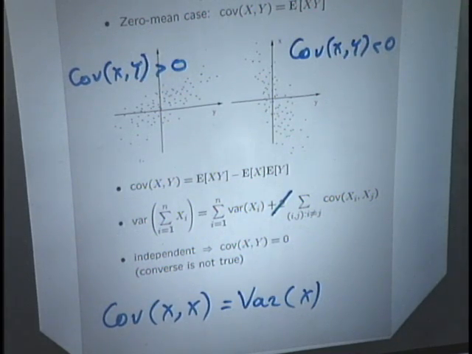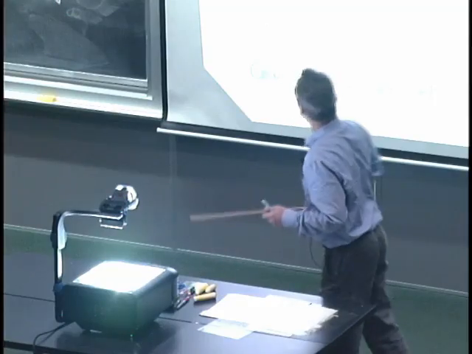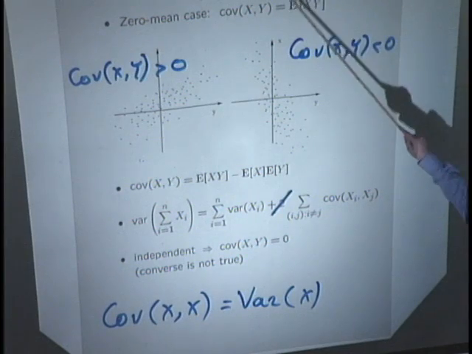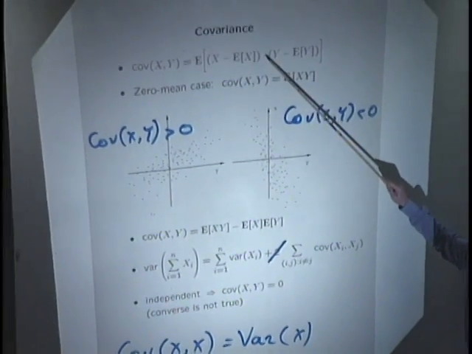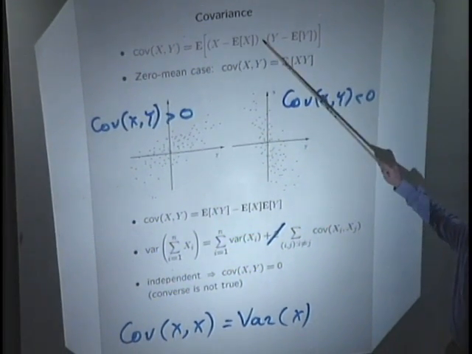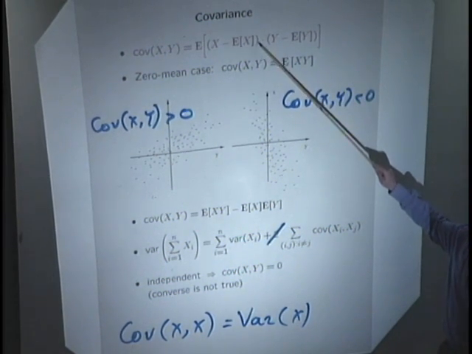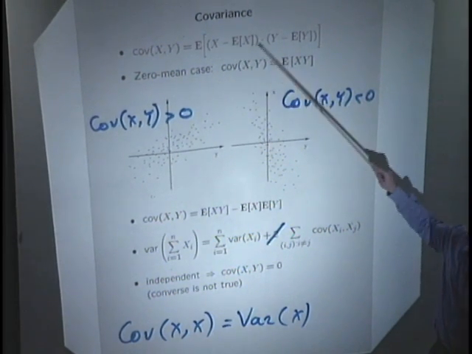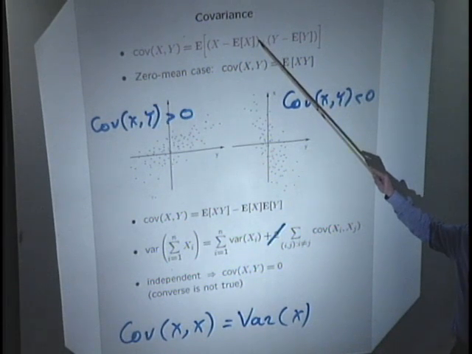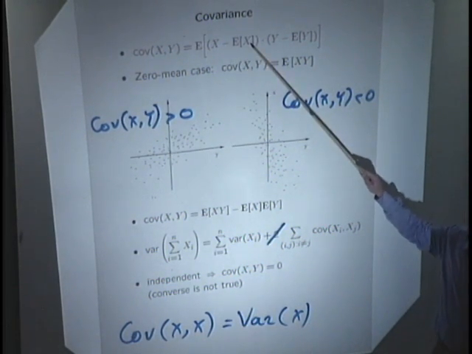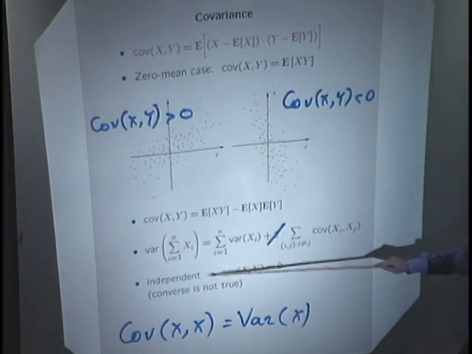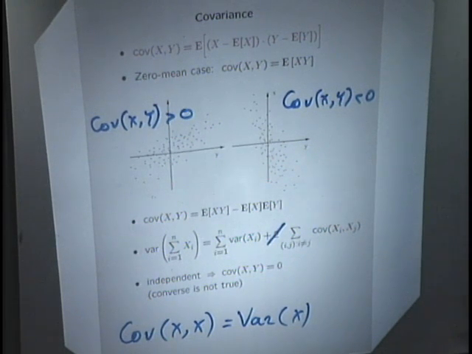Now, if two random variables are independent, then you look at this expression. Because of independence, the expected value of the product is going to be the product of the expected values. And the expected value of just this term is always equal to 0. Your expected deviation from the mean is just 0, so the covariance will turn out to be 0. So independent random variables lead to 0 covariances, although the opposite fact is not necessarily true.